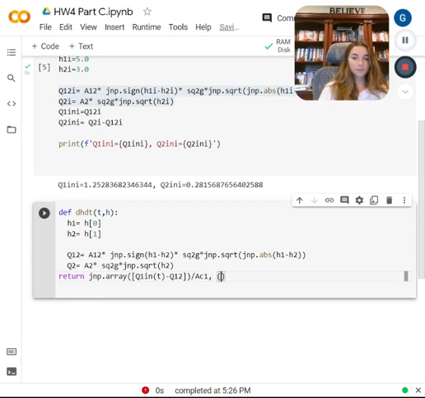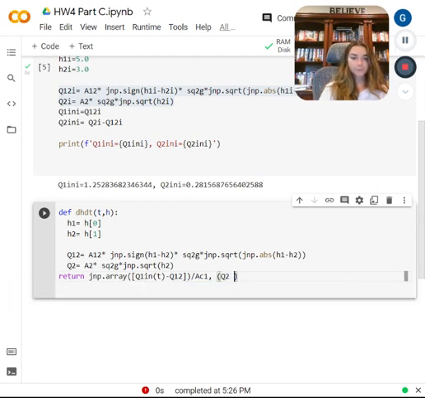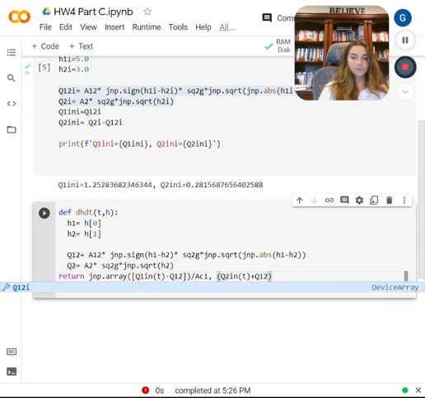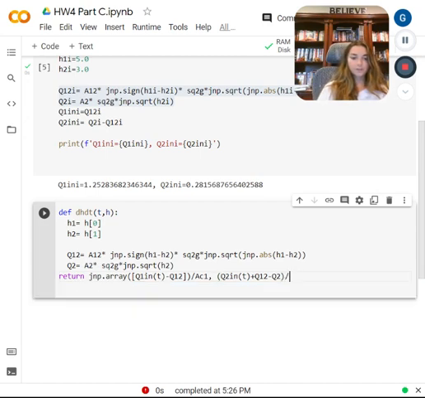And then for tank 2, we do the same thing. But we're going to add the flow rate of tank 1 and subtract the flow rate of tank 2. And then divide all by the cross-sectional area of tank 2.